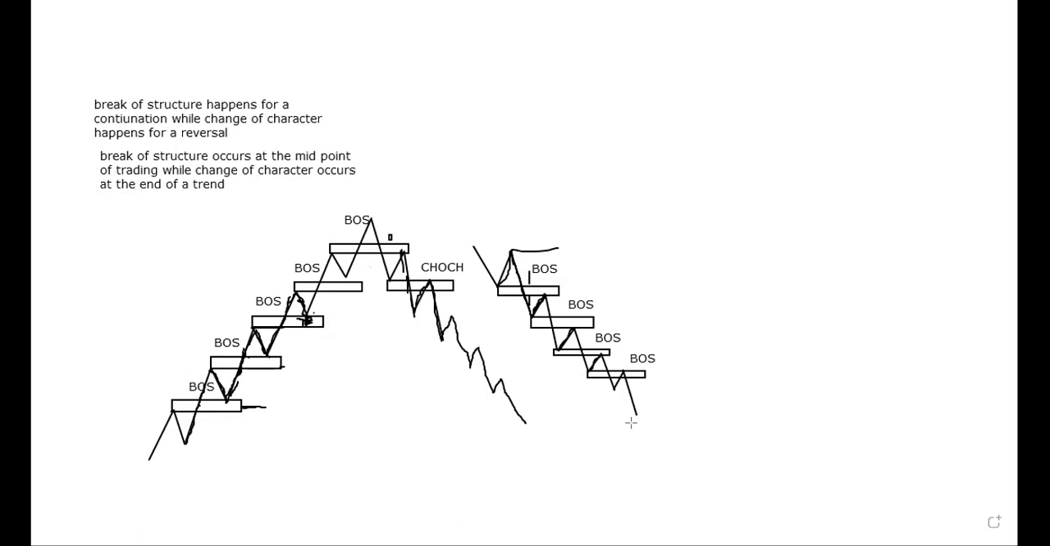So at this point, we see something like this. Then we want to see something like this, then something like this, then something like this. Then this is a break. This is a change of character because the market has actually changed its direction.